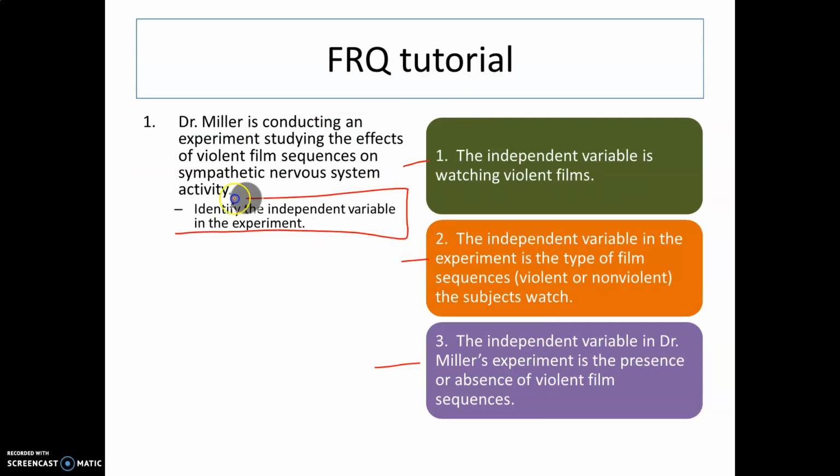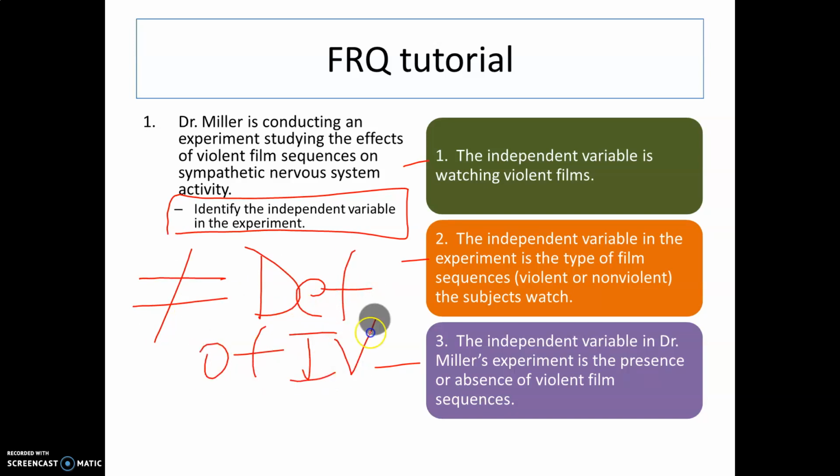When you get a question like this, notice it is asking you to identify. It is not just a bullet point with a term. You do not need to provide a definition of independent variables. Do not do that. You don't have enough time. Just simply answer the question using the context of the prompt.